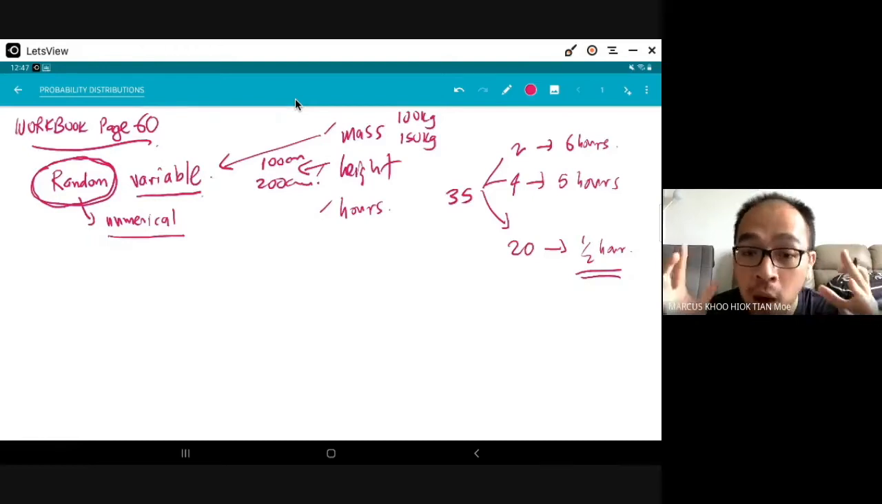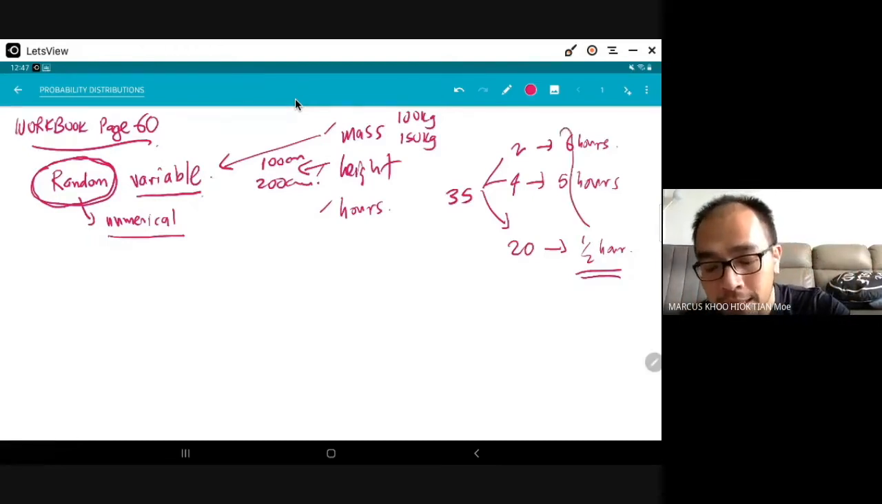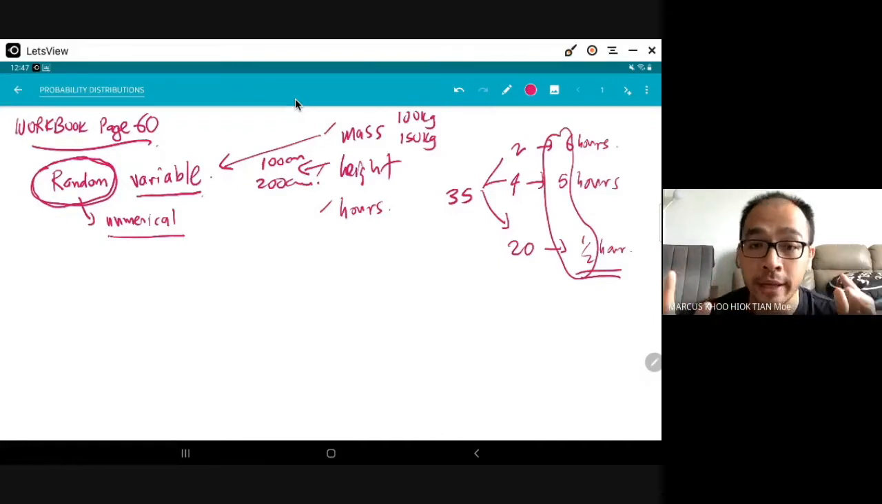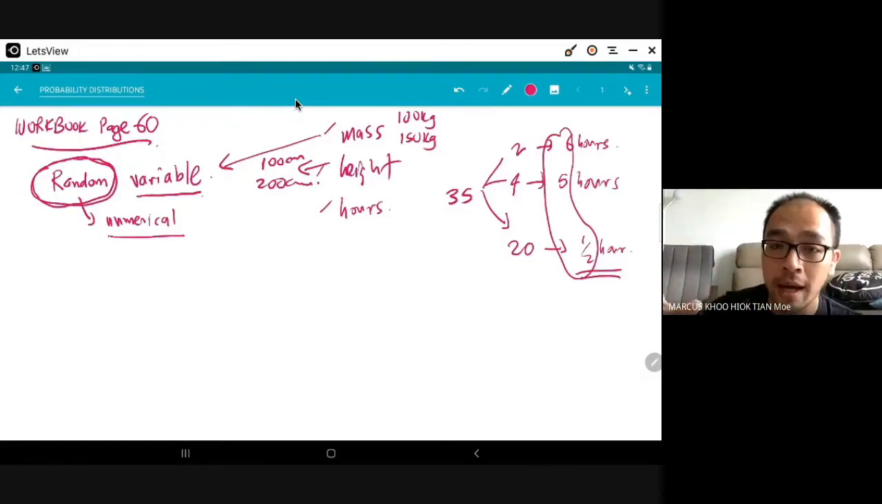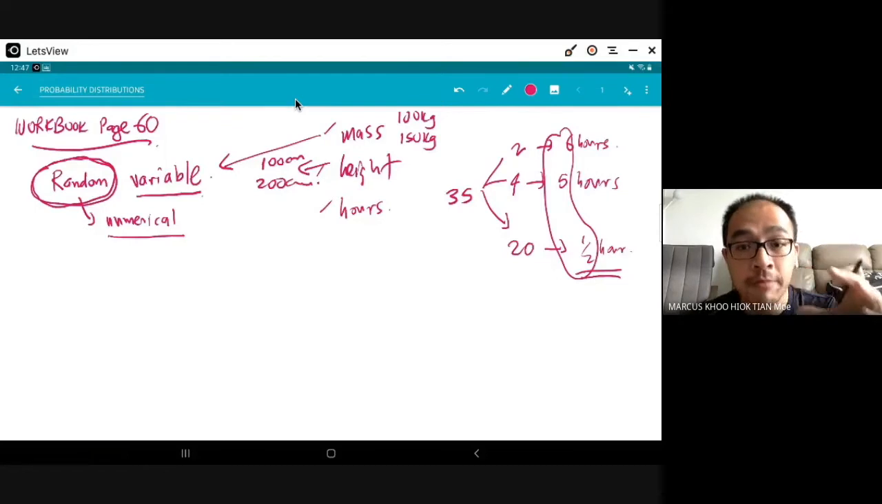How many hours you study a day? The variable is how many hours you study in a day. The random values are 6, 5, 4, 2 hours, 1.5 hours. All these are the numerical values.